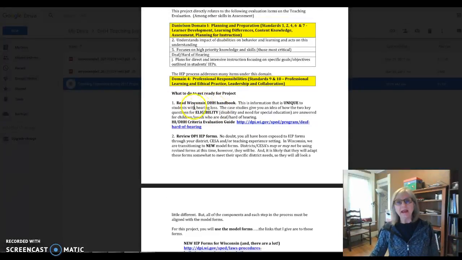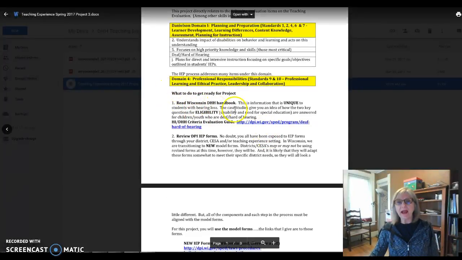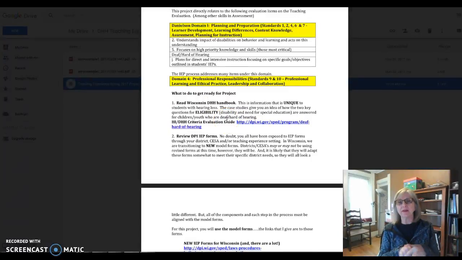So the first thing is to read the handbook online, and it really is focused on the unique aspects of children with hearing loss and on those two questions of eligibility. One is, is there a disability, and documentation for that. The second is the need for special ed, because the disability may or may not reflect a need for special ed. So you have to answer both of those questions. And this is the link to the handbook.